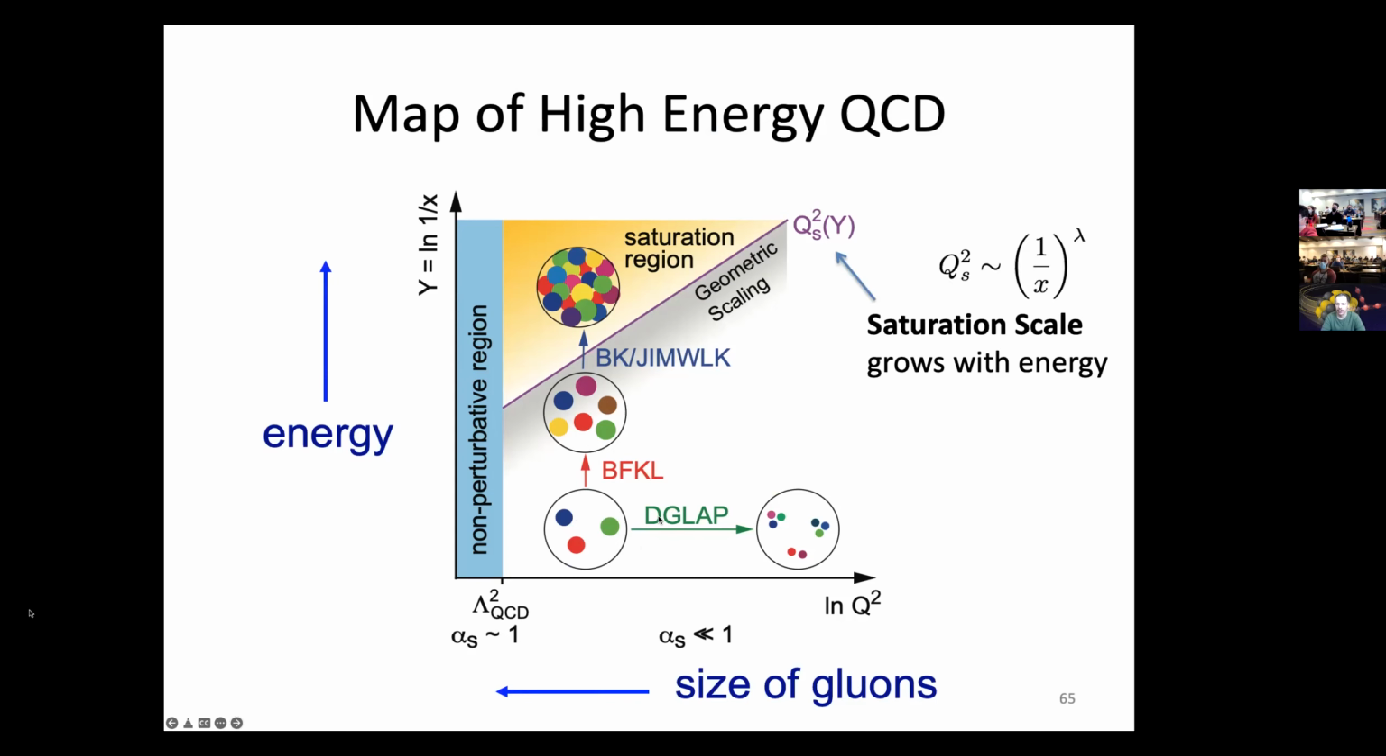Okay, and you can convince yourselves that the straight line on this log-log plot means that Q_S grows as a power of 1 over x, which is what I was advertising at the very beginning of yesterday's talk.